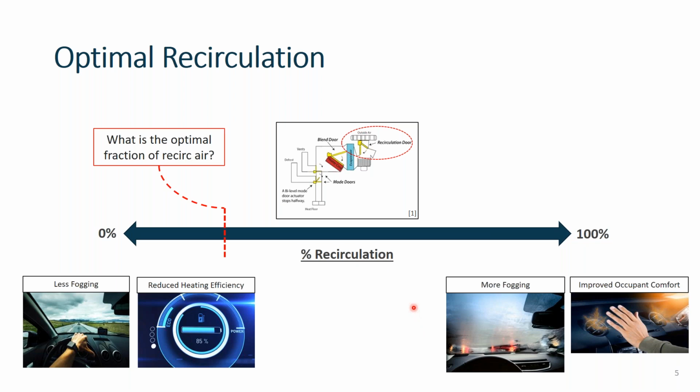Okay, so the question here is, for this warm-up scenario, what's the optimal fraction of recirc air? Really, what's the optimal HVAC response that can minimize fogging, but also improve occupant comfort and energy efficiency? We can really simplify this further. It's really what's the maximum percentage of recirc air we can get away with for a given scenario.